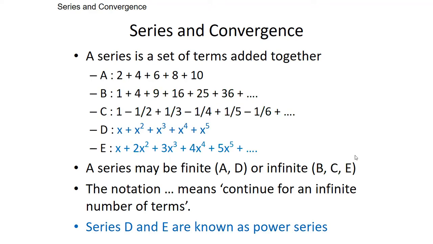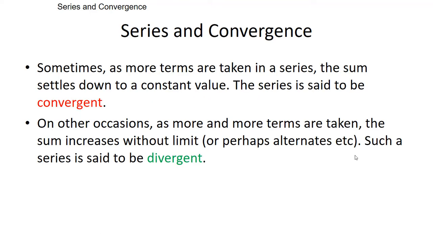Series D and E contain various powers of x. Those are known as power series. Now, one very important property of an infinite series is convergence. It might be that as you take more and more terms in a series, the sum settles down to a constant value. If that happens, the series is said to be convergent.